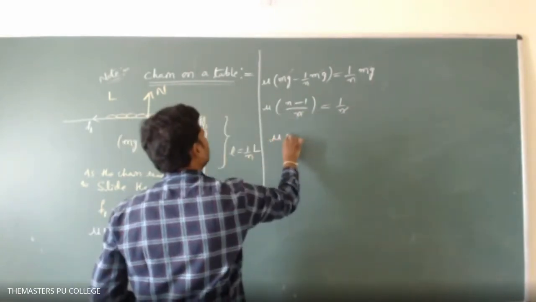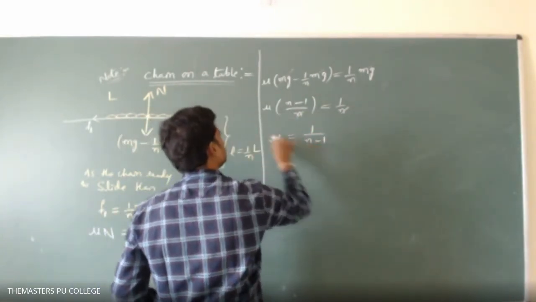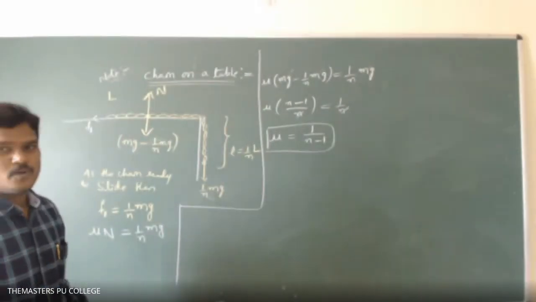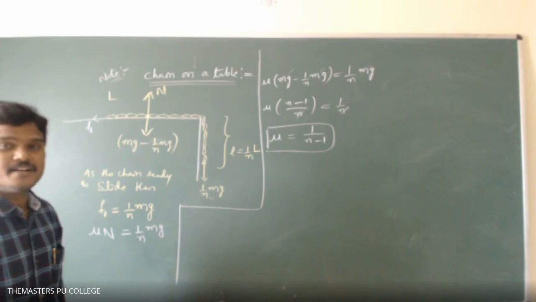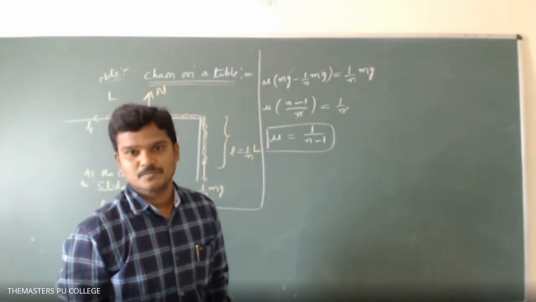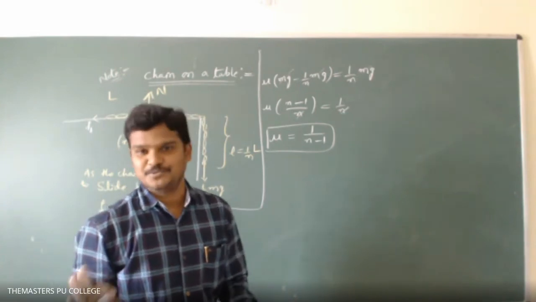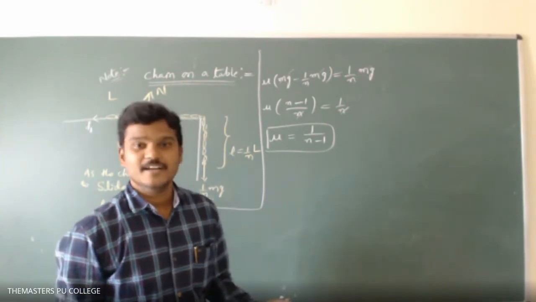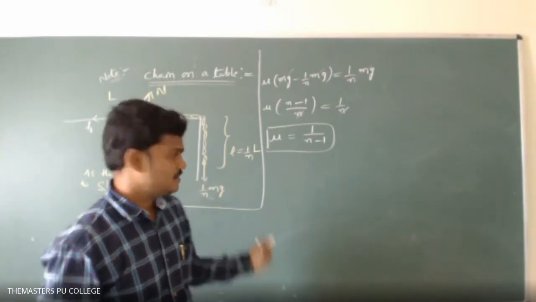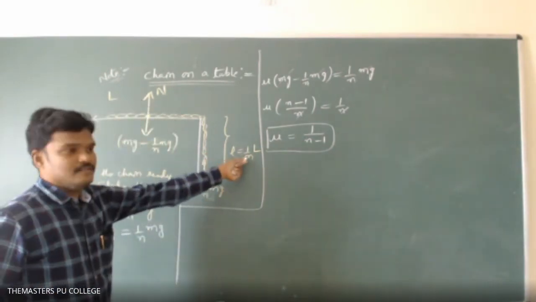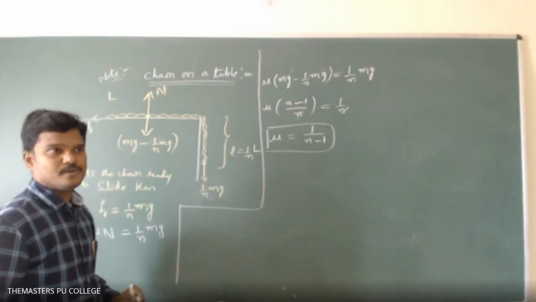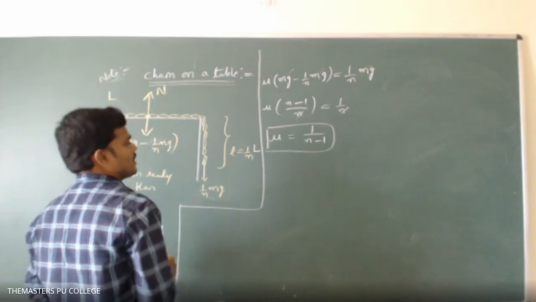What is the mu value? So this is one relation between mu and n. What actually is n? N is the number. If it is half part, n value is 2. Don't write it as 1 by 2. If half part is hanging, n value is 2. If 1/3 is hanging, n value is 3. 1 by n is 1 by 3, like that. Half part is hanging, 1 by 2 is equal to 1 by n, so n is equal to 2. Got it? So I got the mu value.